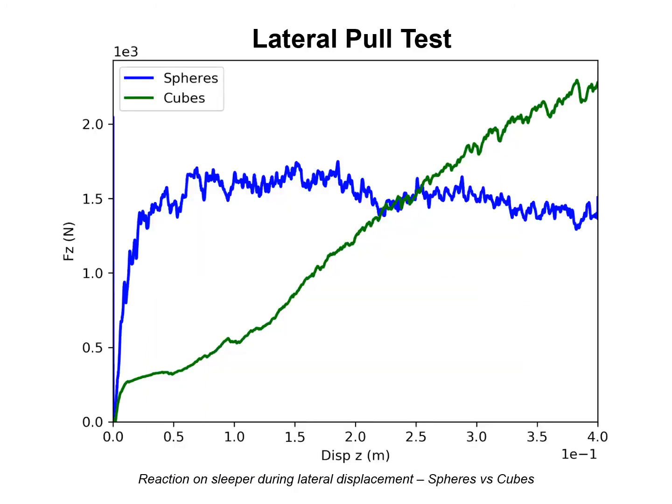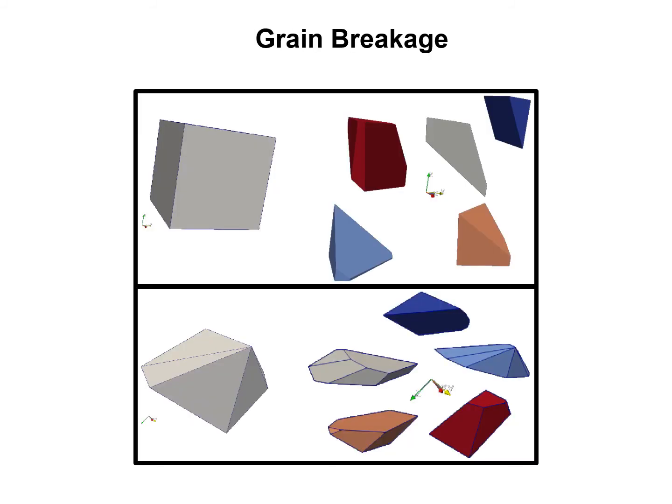The reaction force in the case of cubic grains evolves more gradually and keeps climbing, exceeding the reaction generated by spherical grains. This clear difference in behavior shows the necessity of taking the complex shape of grains into account in simulations. The next step consists of implementing a breakage model to render simulations more realistic.